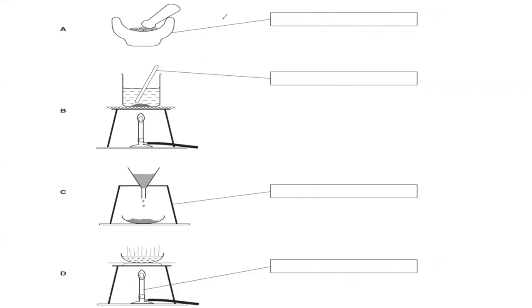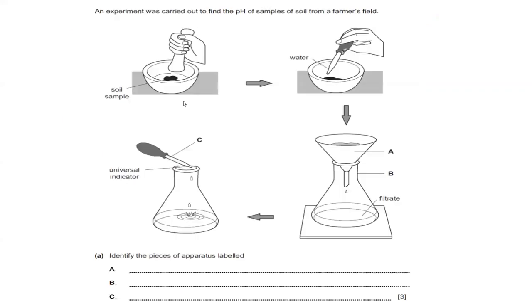Moving on to the next part. Identify the piece of apparatus labeled A, B, and C. What is A? This is A. What do we call this? A funnel, that's good. Yeah, that's right, funnel. What about B?